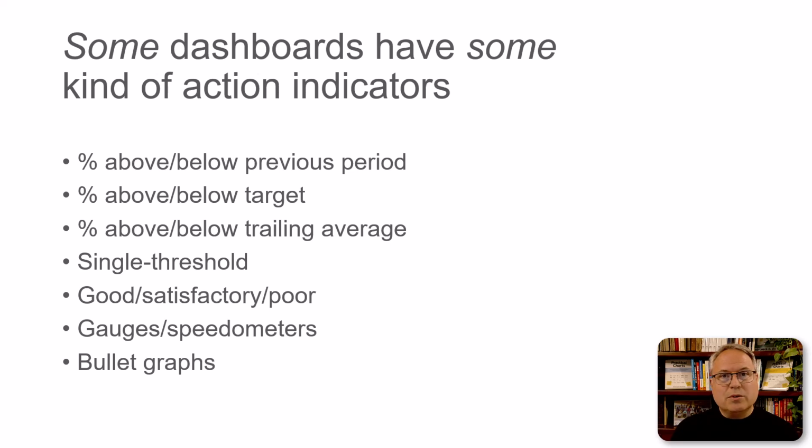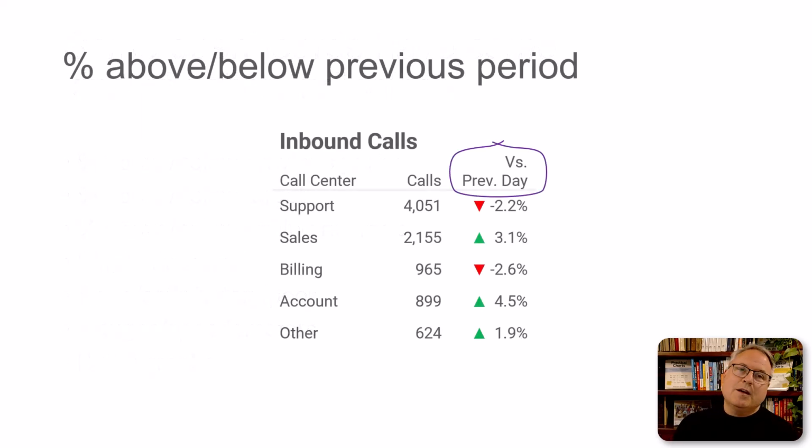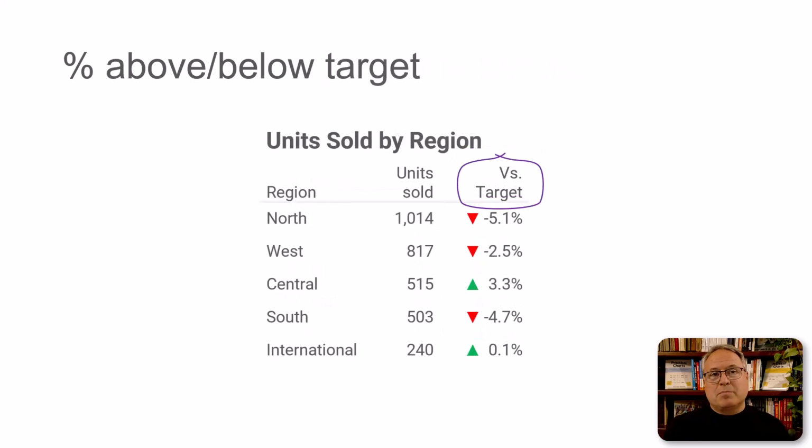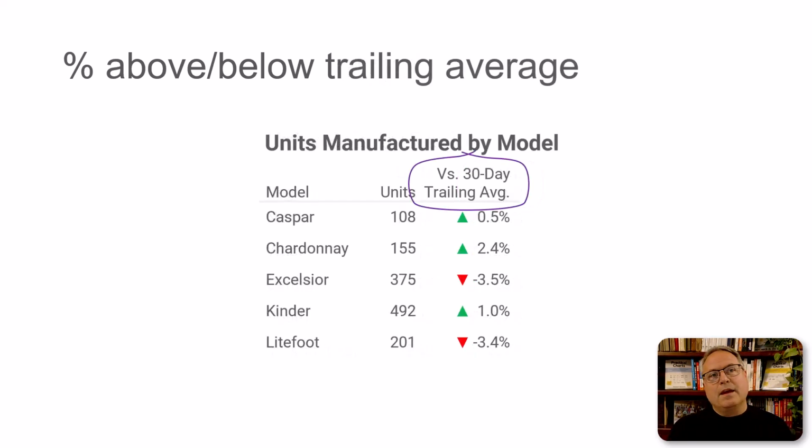And you've probably seen most, if not all, of these before, but I'm just going to quickly run through them just in case you're not familiar. Probably the most common one is showing change versus previous period, versus the previous day or the previous month or the same month last year, same idea. Probably the second most common method is showing deviation from target, right? We set a target value for each metric and show the percentage difference between the target and the current value.